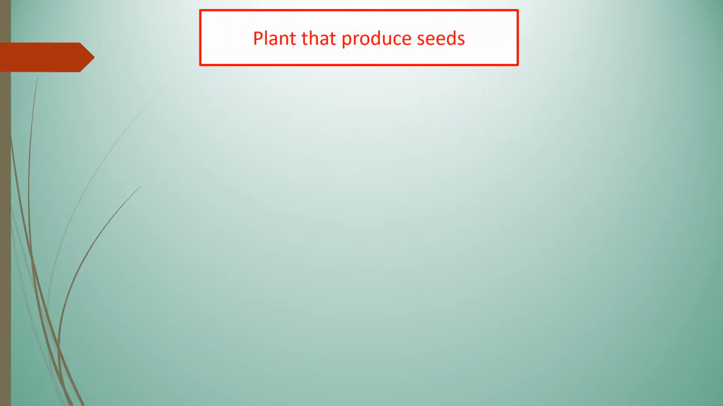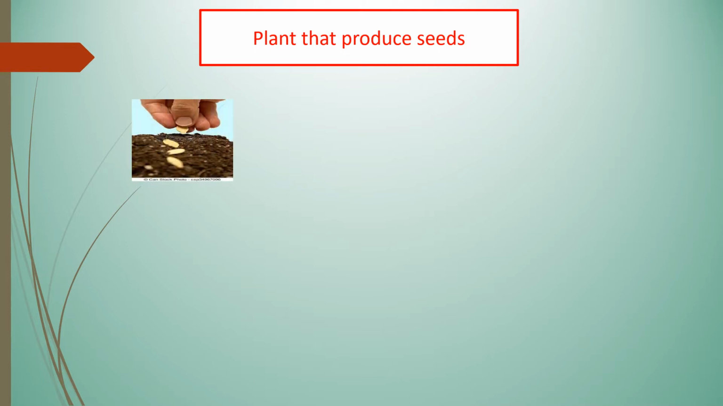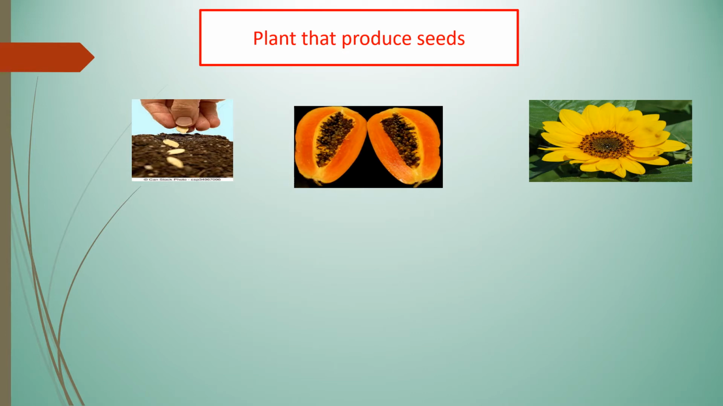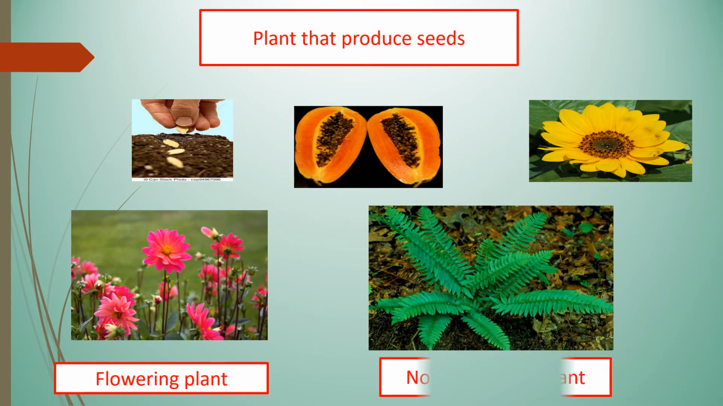Plants that produce seeds are basically divided into two different categories. For reproduction, the most important part is seeds. Where do we get seeds? The seeds are found inside fruits and fruits are found from the flowers. So the most important part for reproduction is the flower. Depending upon the presence of flower and the seeds, plants are basically categorized into two different types, flowering plants and non-flowering plants.